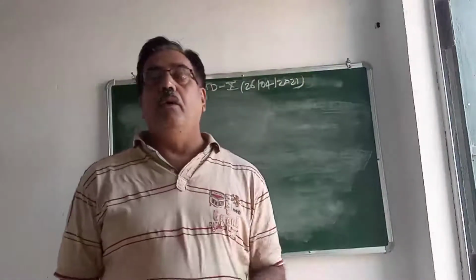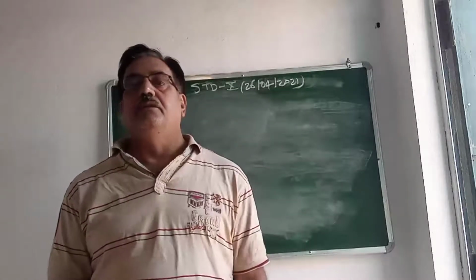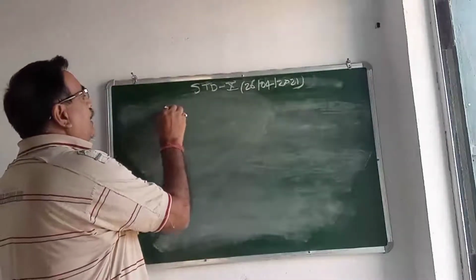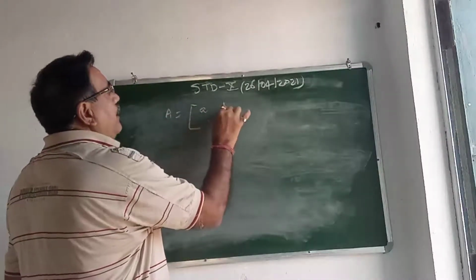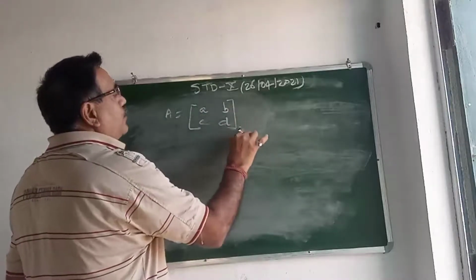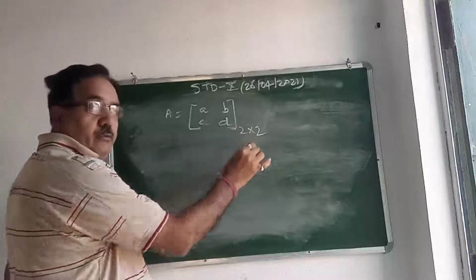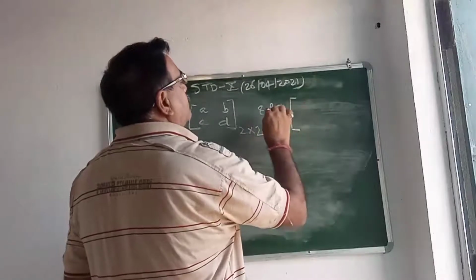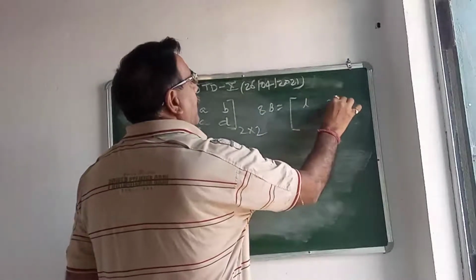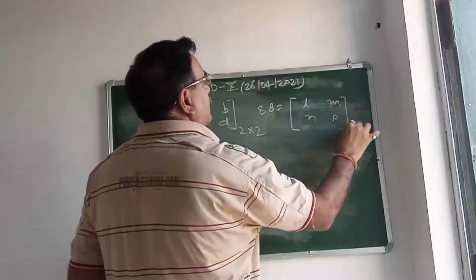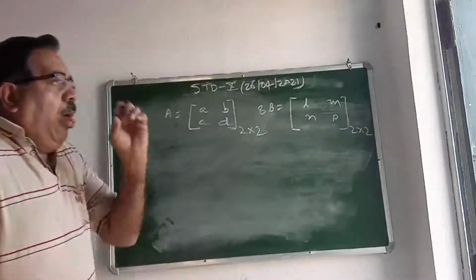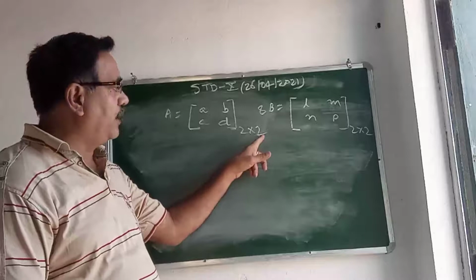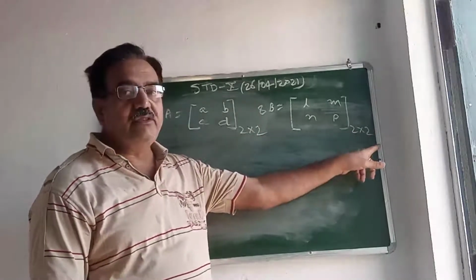Today I am going to explain to you how to do the multiplication of matrices. Listen here. A matrix I have taken A, B, C, D of order 2 by 2, 2 rows and 2 columns. B matrix I am going to take L, M, N, P. This is also 2 by 2. The first one is row, the second one is column.